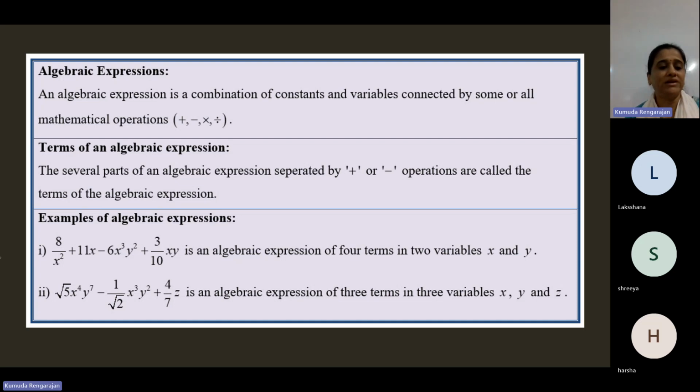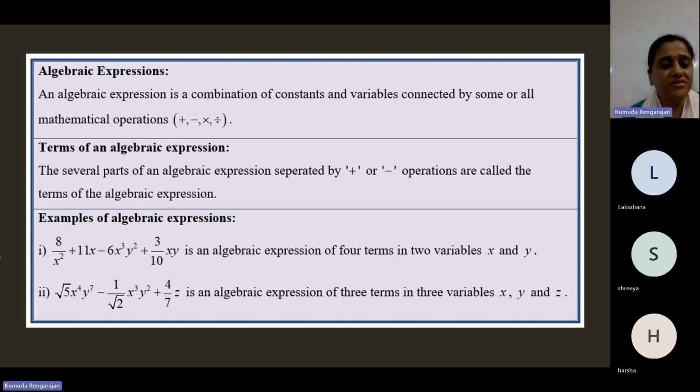The second one, how many terms? 1, 2, 3 terms. How many variables? X, y, z. Don't look at the powers. Don't say x to the power 4 is one variable, x to the power 3 is a different variable. No, no, no. Don't consider the powers. Just see the letter there. X, y, z. Ignore the powers. X cube, x square, x: the variable is x, that's all.